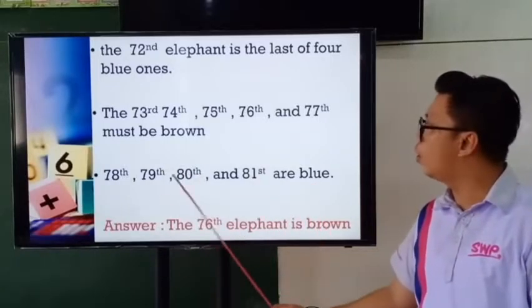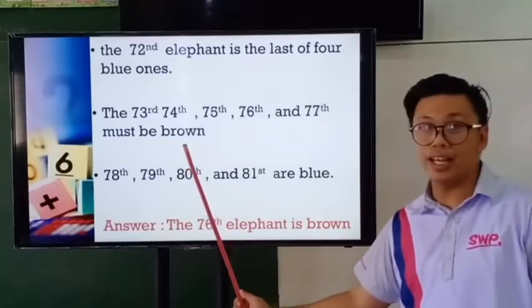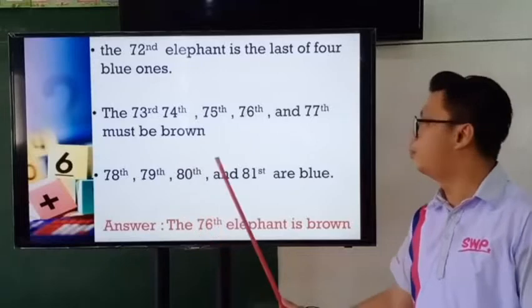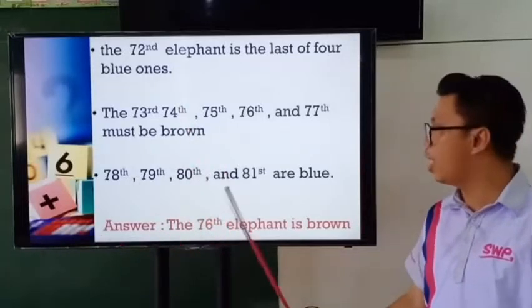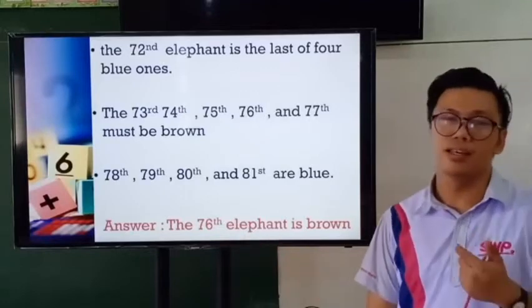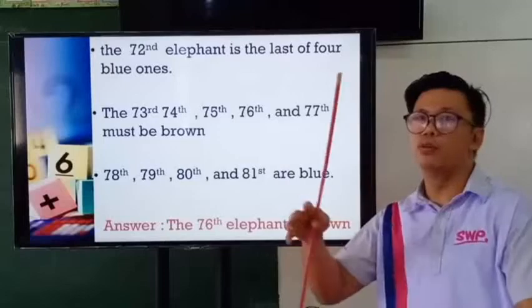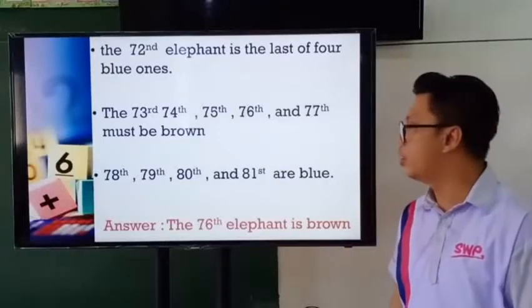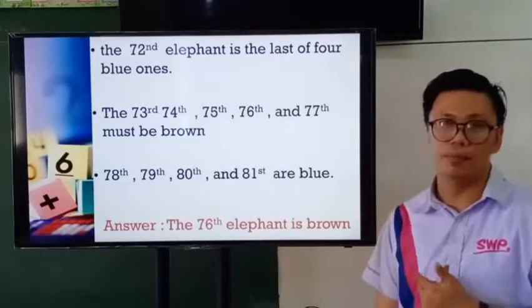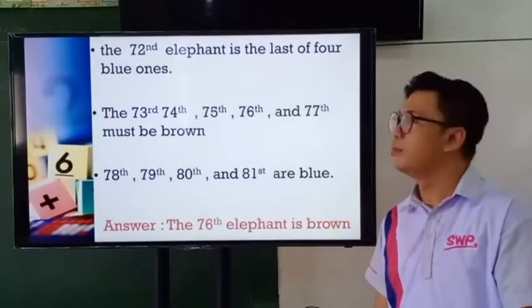So what is the color of 76? The color is brown. Therefore, our answer is the 76th elephant is brown because the pattern is 5, 4, 5, 4, 5. So our answer is brown. Did you get the correct answer? That is a very easy class. Okay, next.